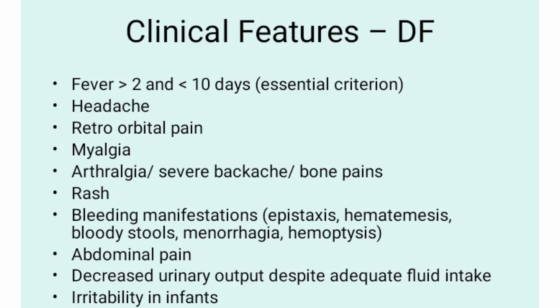Headache, retroorbital pain, myalgia, severe myalgias are seen in dengue, as well as arthralgia, severe backache, bone pains, and rash on the body. Bleeding manifestations in the form of epistaxis, hematemesis, bloody stool, menorrhagia, hemoptysis, and abdominal pain are also seen, along with decreased urinary output despite adequate fluid intake, and irritability in infants. You can't expect other manifestations like headache, retroorbital pain, or myalgias in infants; you will only see irritability. They will not be feeding, they will be fussy infants.